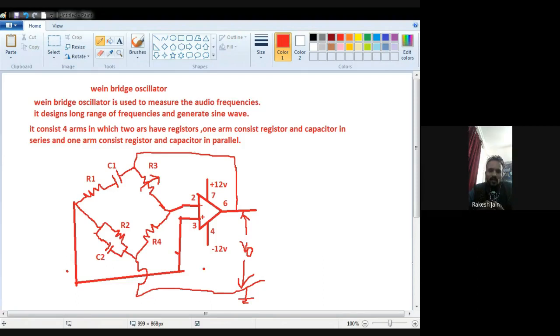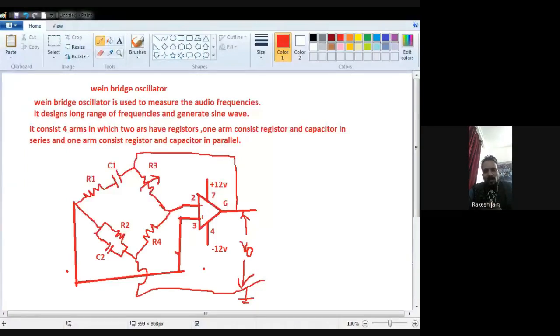From the 6th terminal of the operational amplifier, we will take the output, and the second pin and third pin, that is the inverting pin and non-inverting pin of the operational amplifier, are connected with the bridge circuitry of the Wien bridge. This total circuitry is known as the Wien bridge oscillator that will generate a sinusoidal waveform. For the bridge construction, we choose one resistor and capacitor in series that form one arm of the bridge, and one resistor and capacitor in parallel that form the second arm of the bridge.